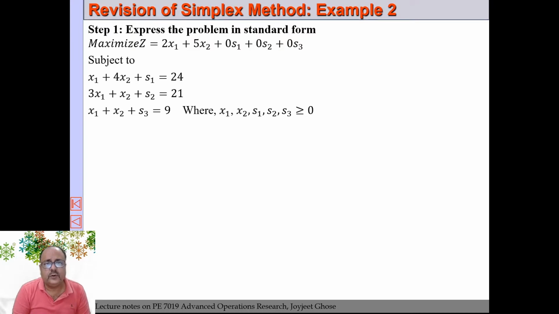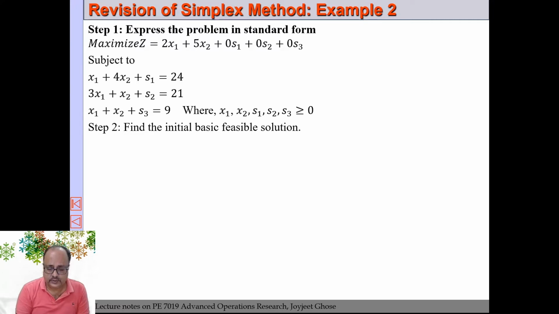So we find out and check whether this is an optimal solution. On finding out that it is not an optimal solution, we will iterate, and after iteration we will again check whether that is an optimal solution, and the process goes on until we find an optimal solution. We'll start with the first table, that is with the initial basic feasible solution, where s1 is equal to 24, s2 is equal to 21, s3 is equal to 9. So s1, s2, s3 are the basic variables and x1 and x2 are the non-basic variables.